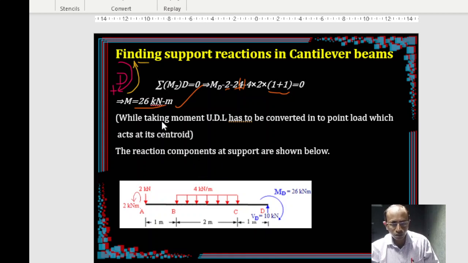And after getting all the reactions, you can simply mark them. Only two reactions are there. VD is 10, mark it, and MD as 26. That's it. So the essence of this particular discussion is, if you know how to apply the equilibrium equations, then regardless of whatever may be the loading, you will be able to solve the reactions. Just follow these two steps: idealization of the loading given on the beam and marking the support reactions, and simply apply the equilibrium equations. That's all. Thank you.